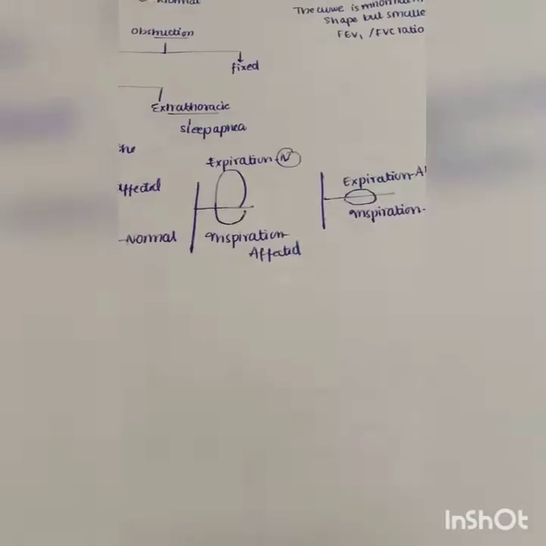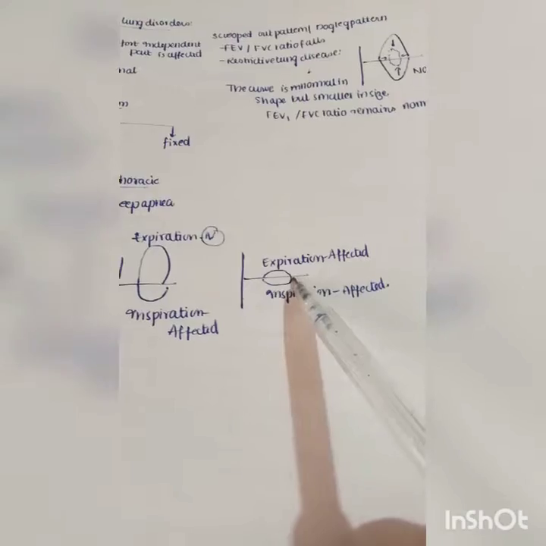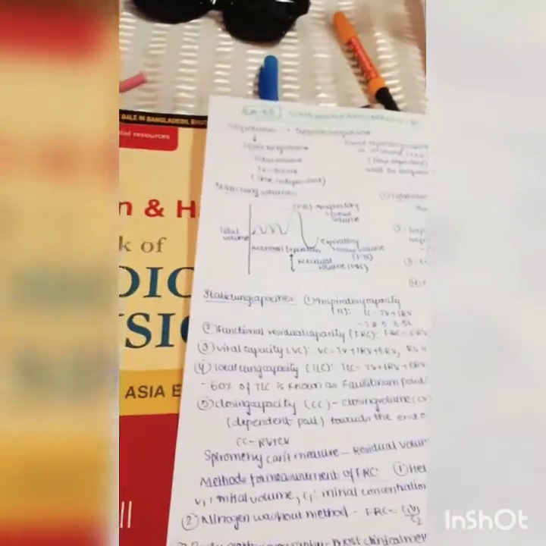Whereas you can see the inspiration is affected. In the second graph, inspiration is affected because it should be longer but it is short. The expiration is normal but inspiration is affected. But coming to this third graph, both inspiration and expiration are affected because you can see both sides have become the same size. So by this we complete this part.